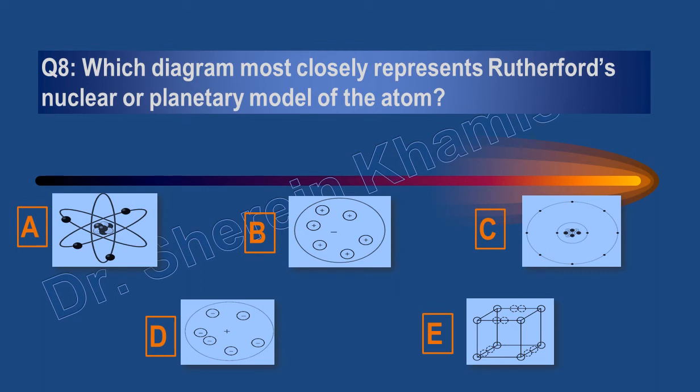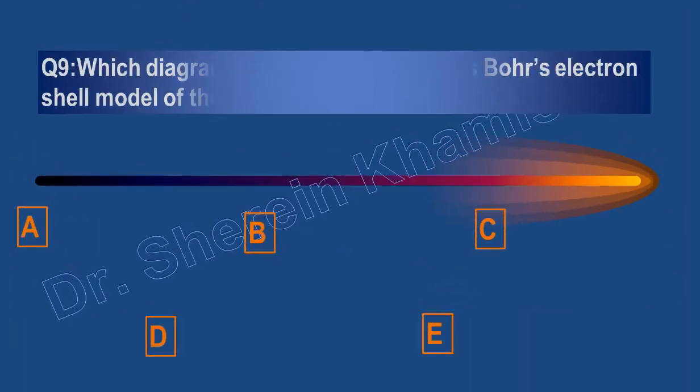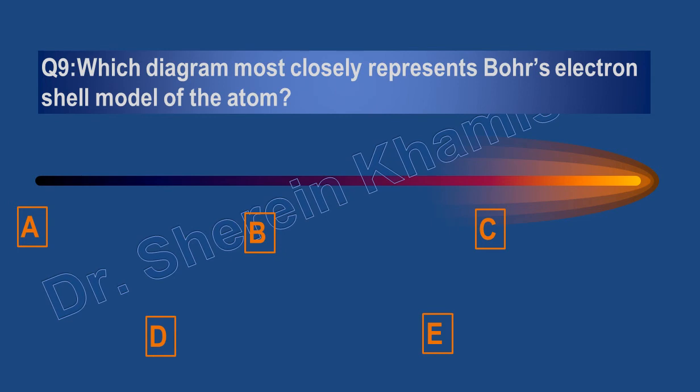We want the Rutherford nuclear atom. We said that Rutherford supposed all electrons revolve around the nucleus, making an orbital cloud or electron cloud. So the right answer will be A, the shape of a cloud surrounding the nucleus that contains protons and neutrons. Okay, let's go to another question for the diagrams. Question number 9. Which diagram most closely represents Bohr's electron shell model of the atom?